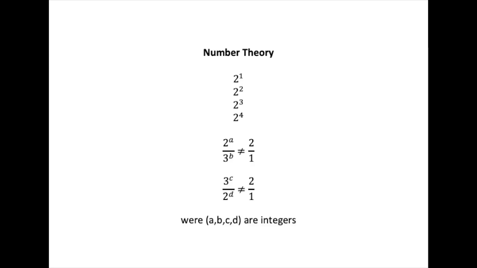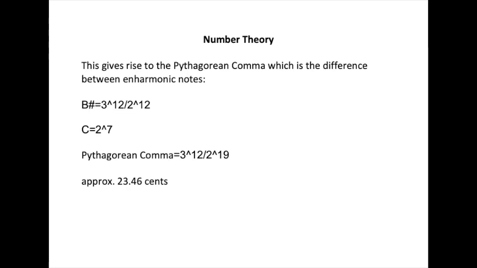This means that there is no fraction 2 to the power of A over 3 to the power of B, or 3 to the power of C over 2 to the power of D that corresponds to the ratio 2 over 1. This fact gives rise to the Pythagorean comma, which is the difference between enharmonic notes.